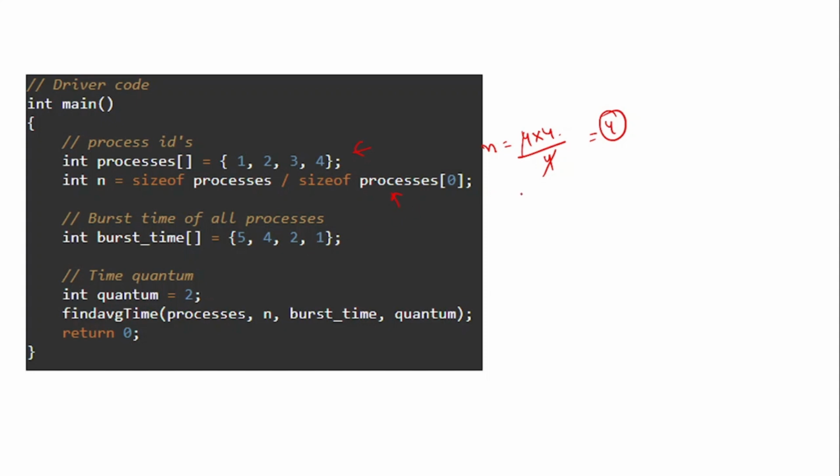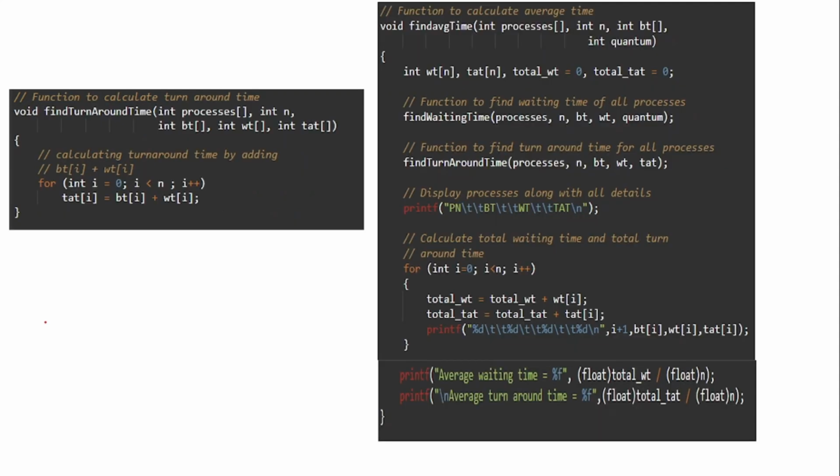We have the burst time of all the processes, that is 5, 4, 2, 1, and the time quantum here is 2 only. Now I will call the function find average time, which is this function, to calculate the average time of all processes. Now let's start with the code here.